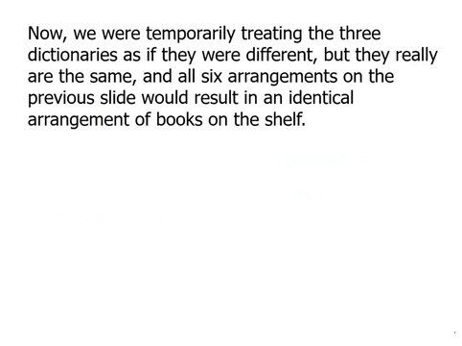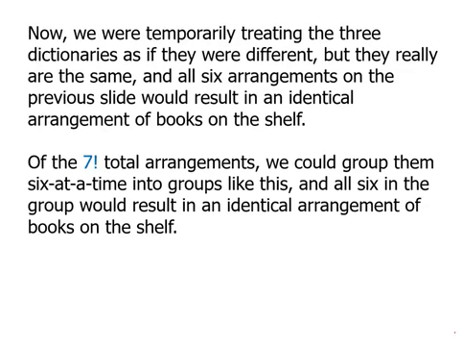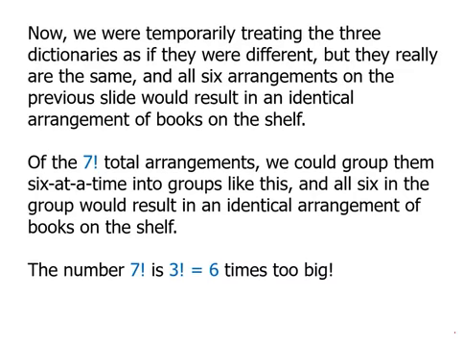Now, we temporarily were treating those 3 dictionaries as if they were really different, but they're really identical. And all 6 arrangements on the previous slide would look identical. In other words, for all 6 of them, we'd see 3 dictionaries in the same place because it doesn't matter what order we put the dictionaries in. Of the 7 factorial total arrangements, we could group them 6 at a time into groups like this, and all 6 in the group would result in an identical arrangement of books on the shelf. So our number, 7 factorial, is actually 3 factorial too big. In other words, it's 6 times too big, and therefore we have to divide by 3 factorial.